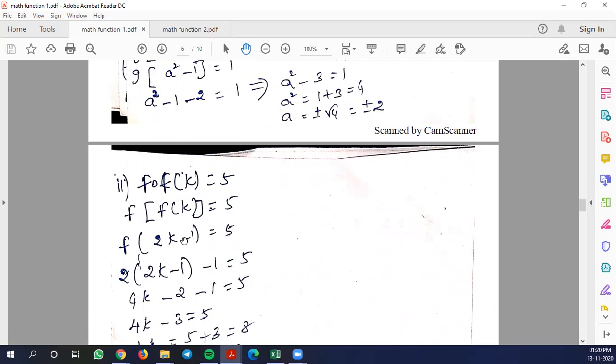So, I am substituting 2k minus 1 equal to 5. So, what is f of 2k minus 1? What is f of k? It is 2k minus 1. That is the sum.